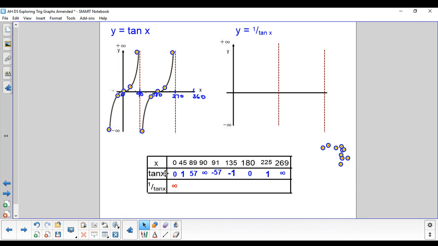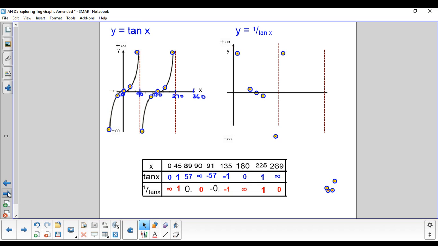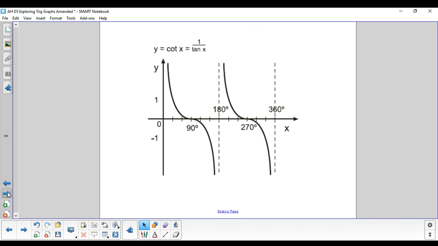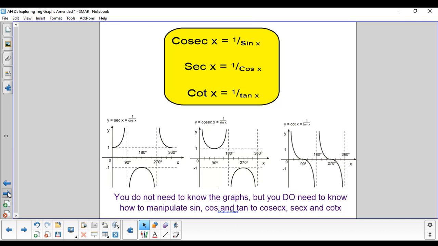I know that tan of 0 is 0. So what happens if you put 1 over 0, it goes to infinity. So this time I'm away up here. And then I know that tan 45 is at 1, so 1 over 1 is at 1, and so forth. So you'll find that the graph then goes like that, and we get this. 1 over tan x has a new name as well, and that is cot x. So here we go.